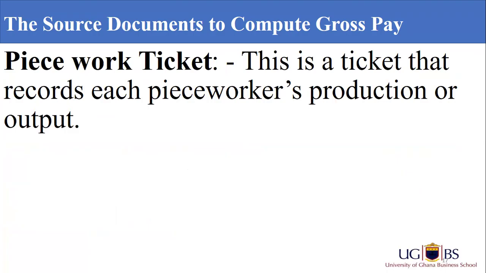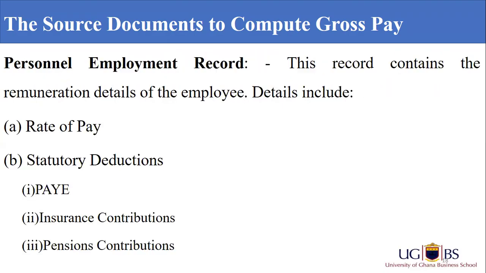So the piece rate work. This is the piece work ticket, sorry. This is a ticket that records each piece worker's production or output, right? So this is self-explanatory.